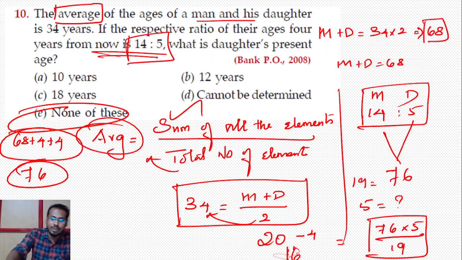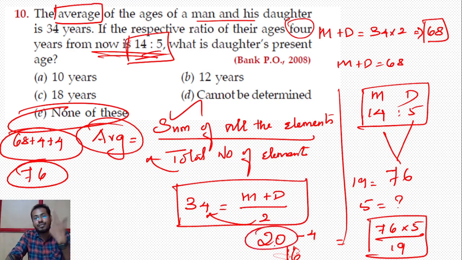So in this question, this 14 is to 5 is only for after 4 years. You are getting the ages using this 14 is to 5, which is after 4 years. So 20 years is nothing but the age after 4 years. So 20 minus 4, 16 is the right answer. But 16 is not in the options. So the answer is option E, none of these. Don't take cannot be determined. We are able to find it, but that answer is not given in the options, so take none of these.